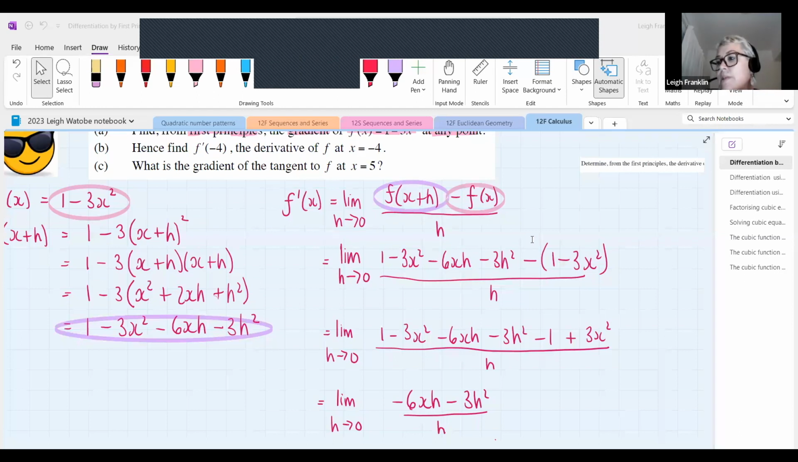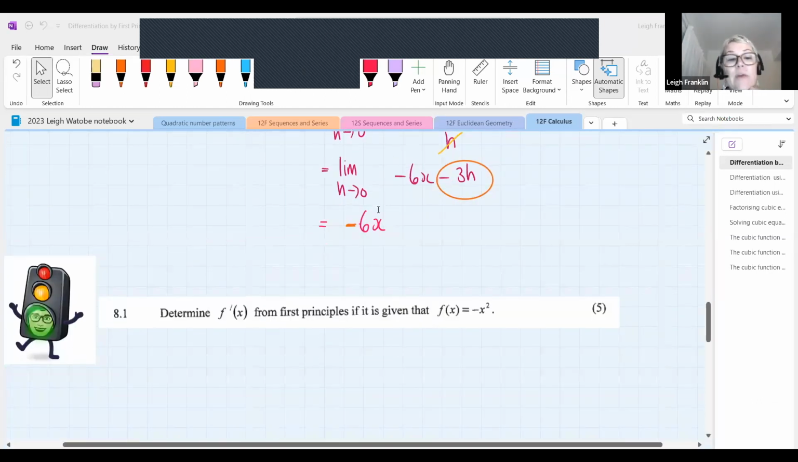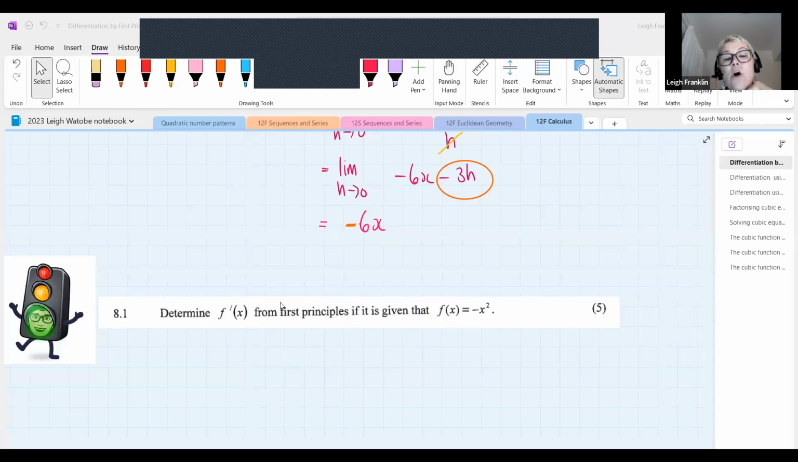So what you will see with any paper, there's always going to be one question from first principles, and then the rest of the questions you will do using the rule. Okay, so if you have a look here, all of these questions I have taken from your November papers. Can you see it says determine f prime x from first principles? If it is given that f of x equals this, you've got to do it the long way.